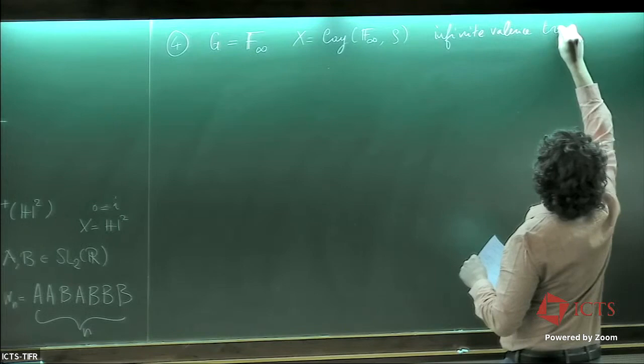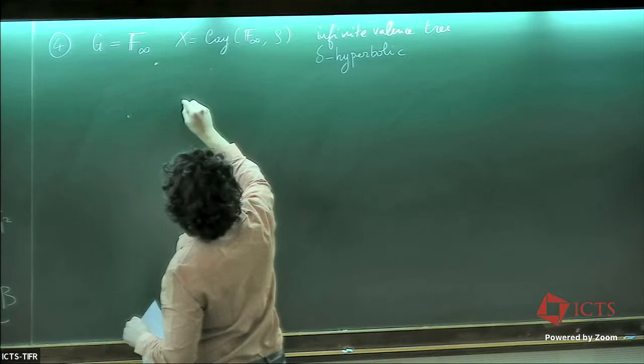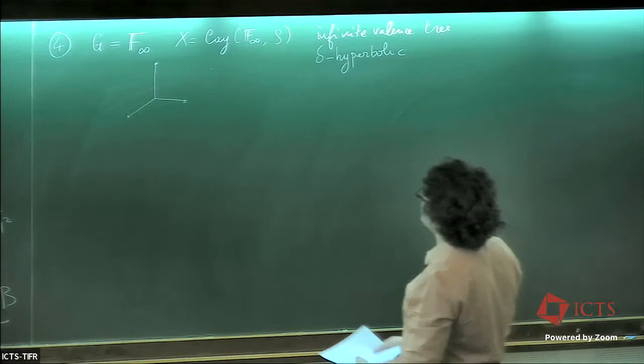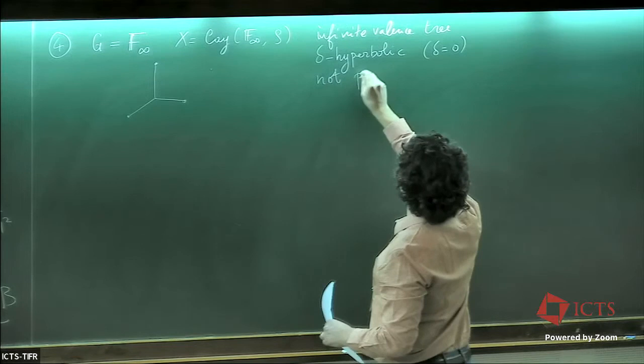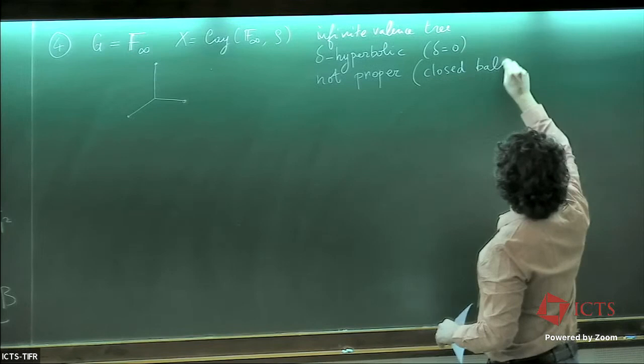Well, this one is an infinite valence tree. Right? And so this space is still delta hyperbolic because it's a tree. So if you pick three points, the only triangle you can use to connect them is a tripod. So it's even zero hyperbolic. But this space is not locally compact, for instance, and it's not proper. So proper means that closed balls are compact.